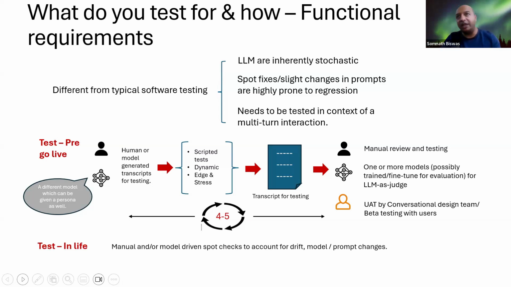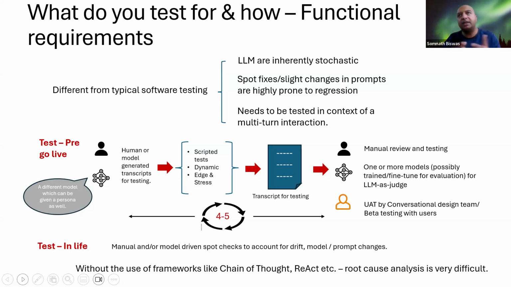In terms of in-life testing, as we all know, there will be elements of model drift. You might bring in a different model, and therefore prompt changes will be needed. So there's an element of spot checks that need to happen, either manual or model driven. You keep running those tests just to check for the drift. One thing, true for testing but also once you've gone live, in terms of root cause analysis, I would strongly suggest the use of frameworks like Chain of Thought.